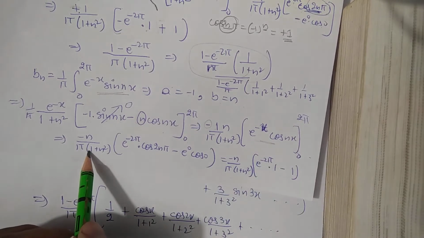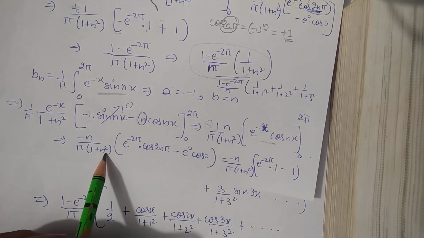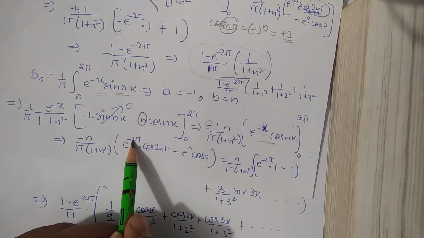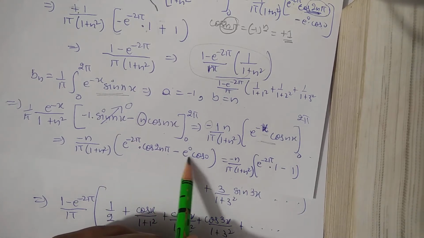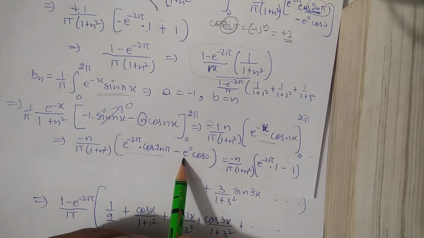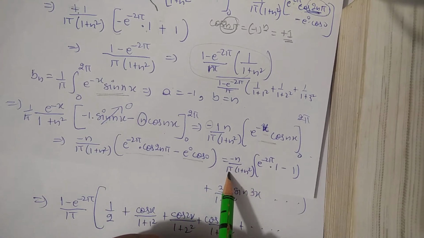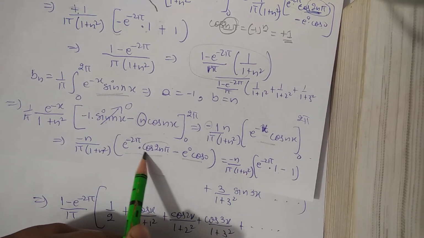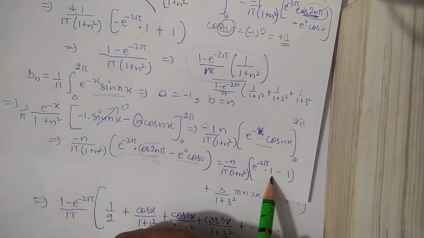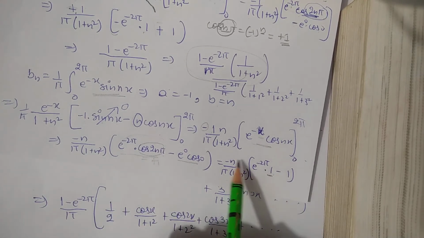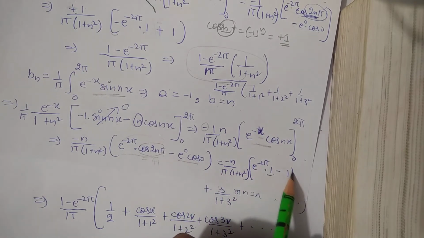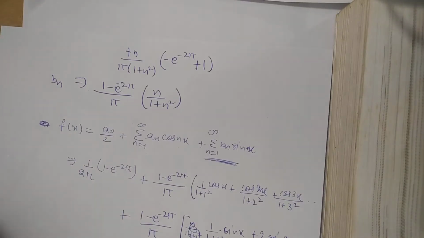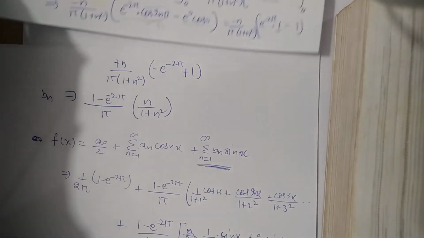Now putting the limits, we will get minus n divided by pi into 1 plus n square, and for x we put the limits 0 to 2 pi, that will be e power minus 2 pi dot cos 2n pi minus e power 0 cos 0. This is the upper limit and this is the lower limit. So we will get minus n divided by pi into 1 plus n square, and here e power minus 2 pi dot 1. Friends, cos 2n pi will again give us a positive number, so I took 1, and in place of e power 0 cos 0, 1 will remain.